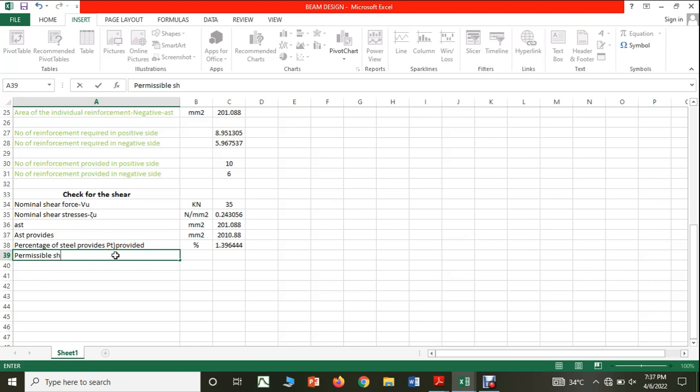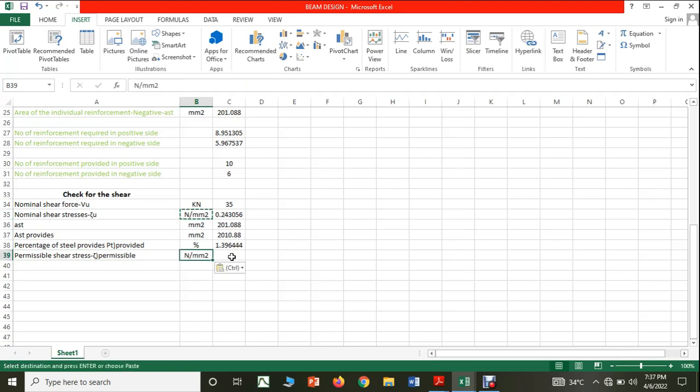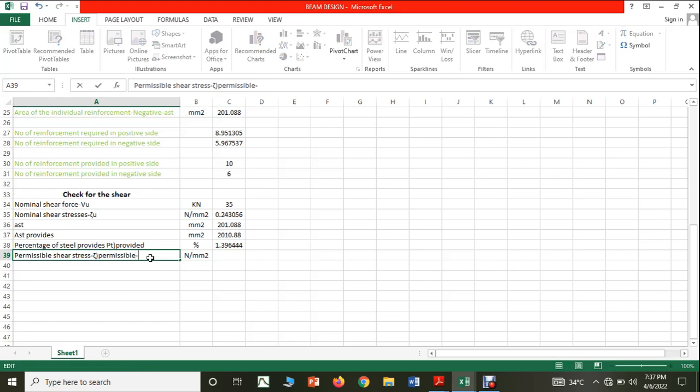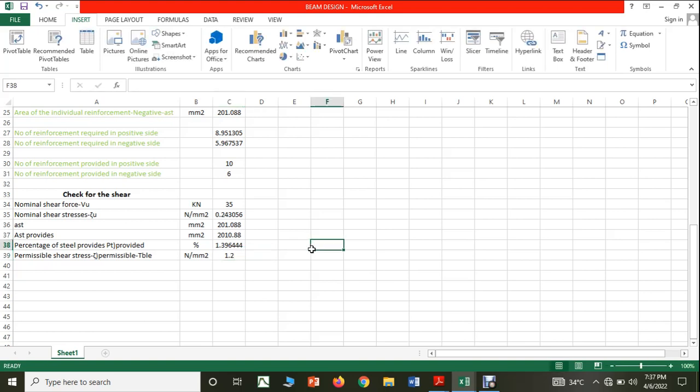permissible shear stress, okay, so that I'm going to write as the permissible shear stress, tau C, which will be in Newton per mm square, right? That value I'm going to get from the table. I'll write it as almost 1.2 Newton per mm square.